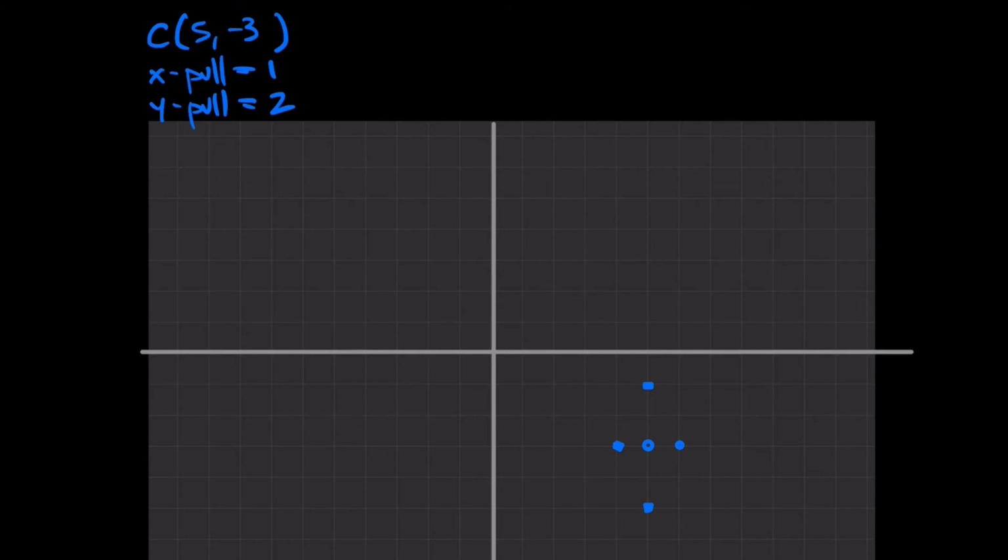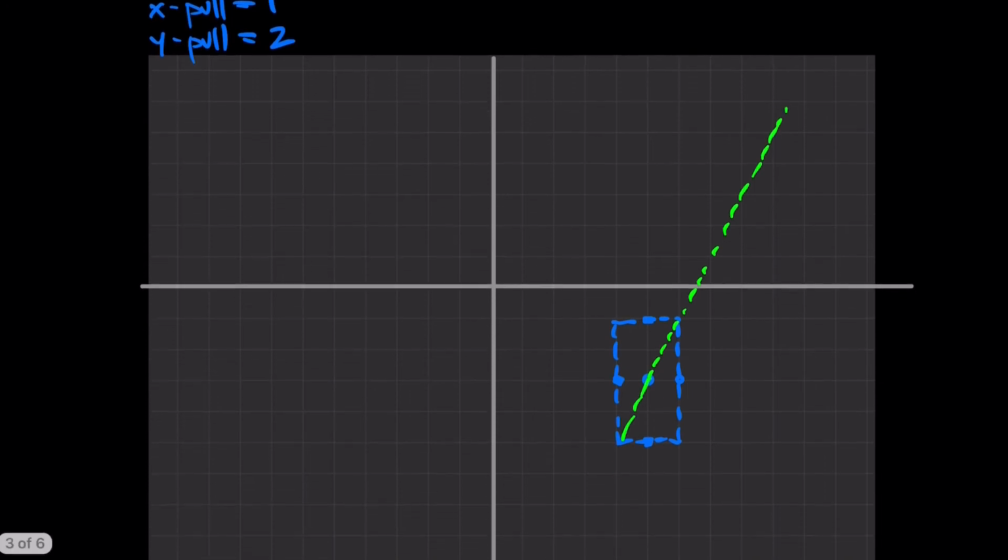Okay, so now what I'm going to do is make a rectangle using those midpoints. And from there, I can sketch in my asymptote line. So follow this slope. Looks like it's 2 over 1. Let me scroll up a little bit here.